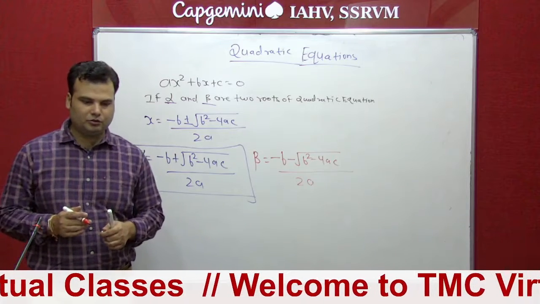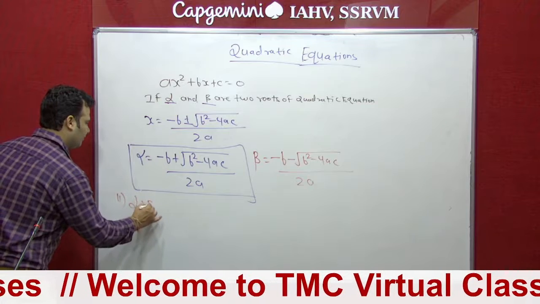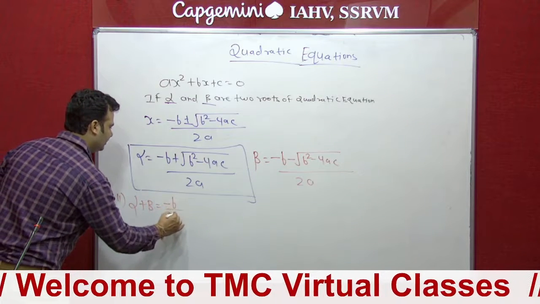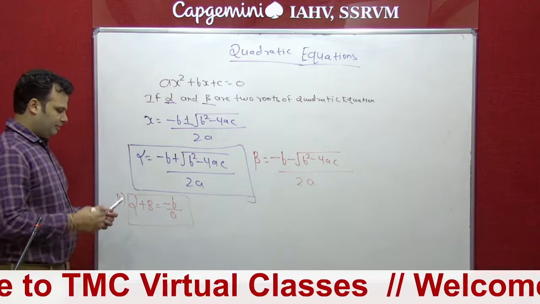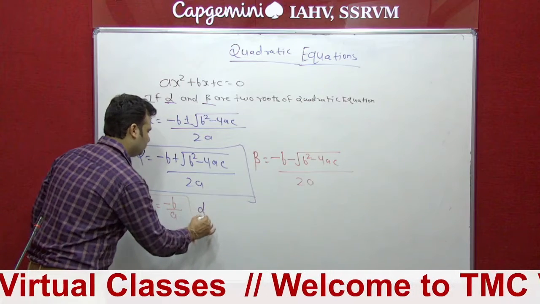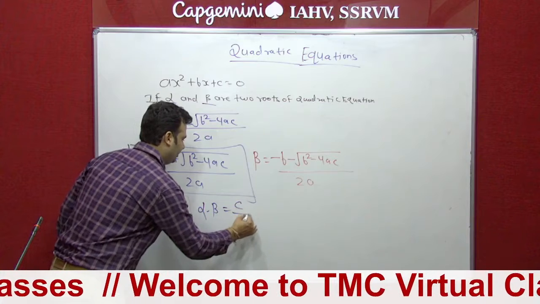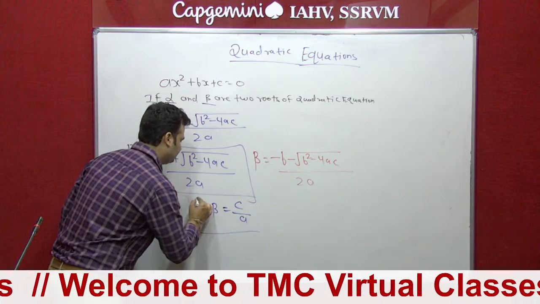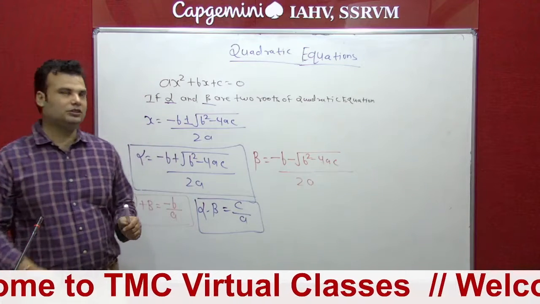Suppose you want to find alpha plus beta, the next part. So alpha plus beta will become minus b upon a. This is a formula you have to remember: alpha plus beta equal to minus b upon a. Similarly, the product of these two roots, alpha into beta, equal to c upon a. So this part you have to remember if you want to solve practice set 2.5. So this is very important.